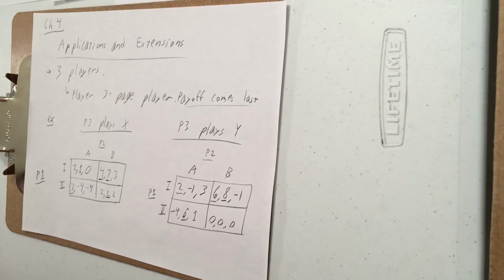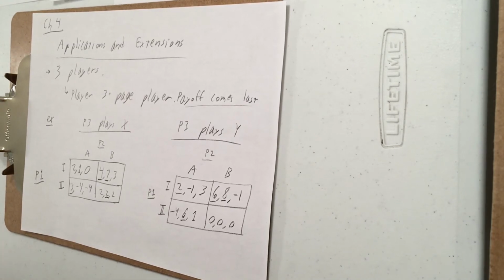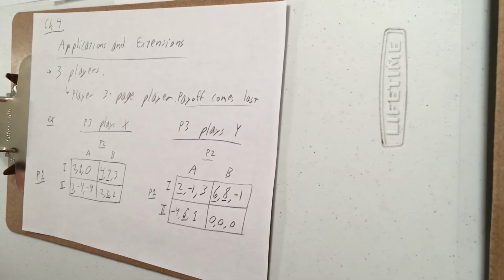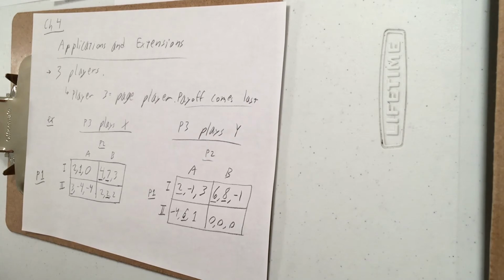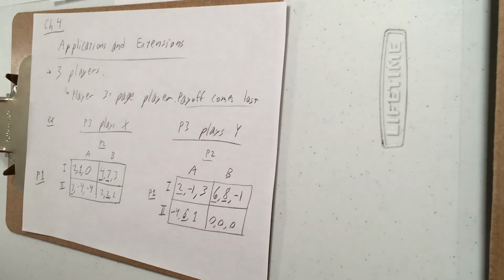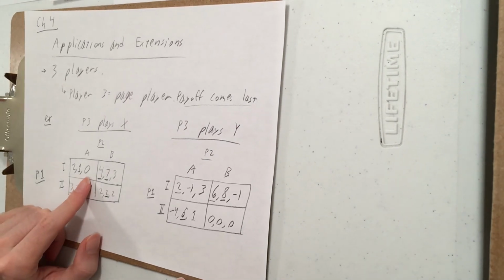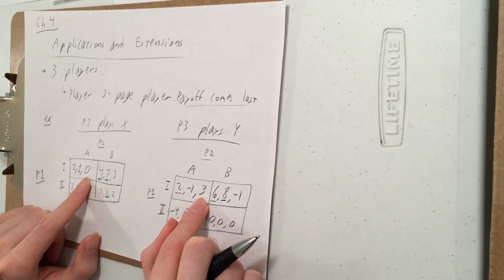Now, the part that's different is doing the best response analysis for player 3, the page player. What they're going to do is compare the two tables. So let's think about it this way. Let's say player 1 is playing I and player 2 is playing A. That means we're going to be in either this cell if player 3 plays X, or in this cell if they play Y.